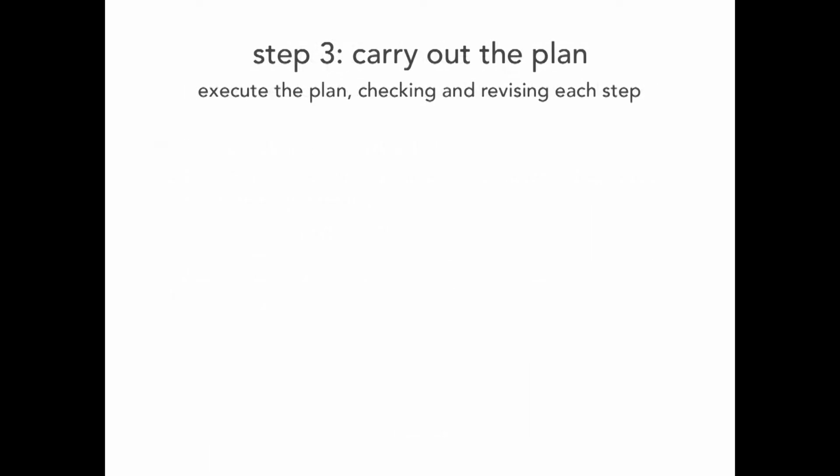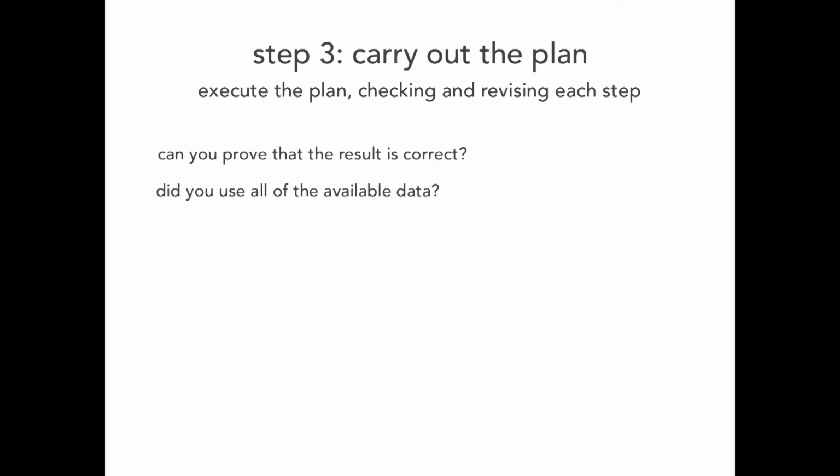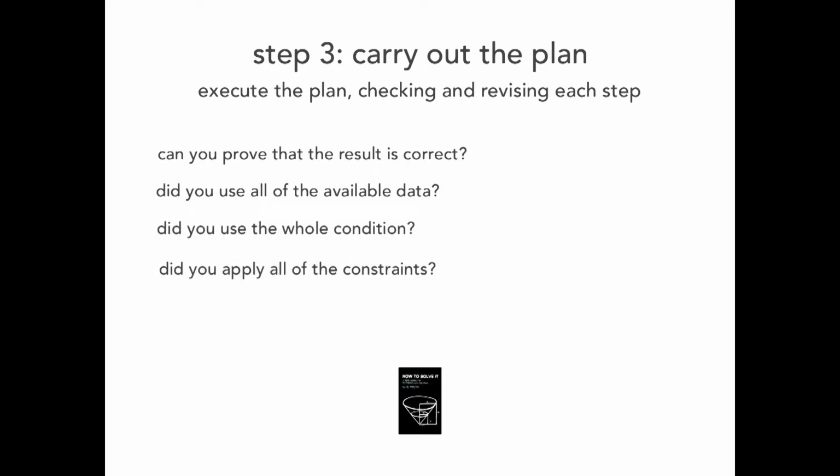The third step is really executing that plan, checking and revising each step along the way. So we ask ourselves these questions as we're executing or have executed the plan. Can you prove that the result is correct? Also ask, did you use all the available data? And this is a critical step in this process. Many times we'll come up with a perfect architectural solution, but forget certain conditions, constraints, or other data aspects. Did you use the whole condition? Did you apply all of the constraints?